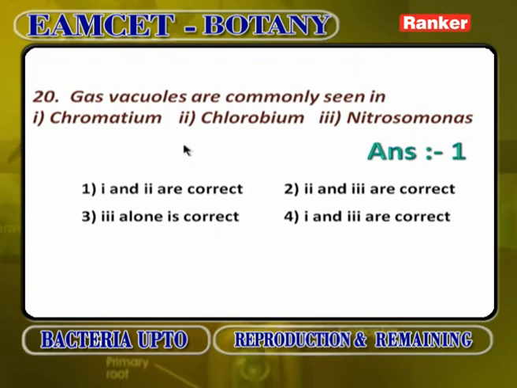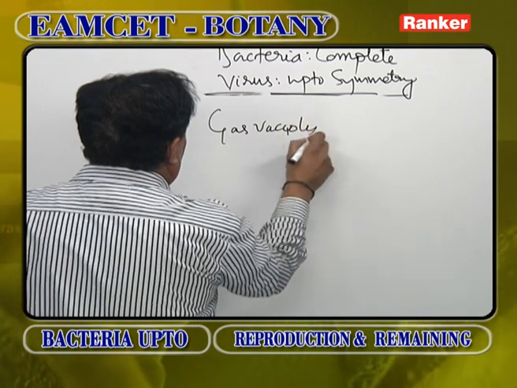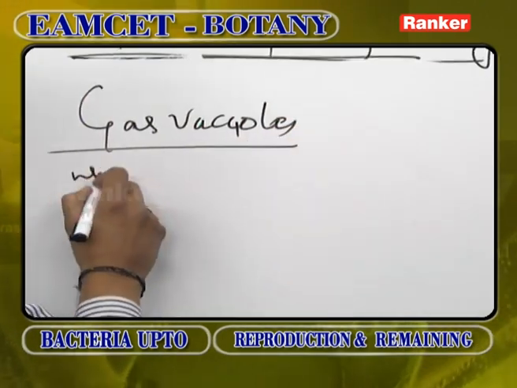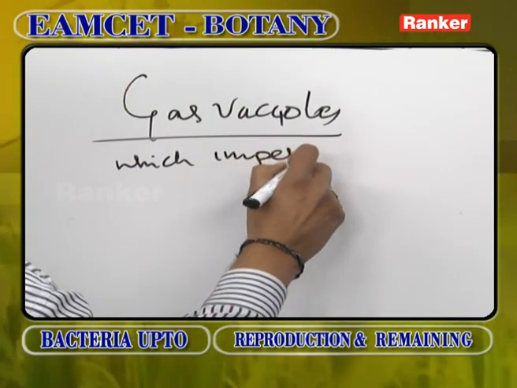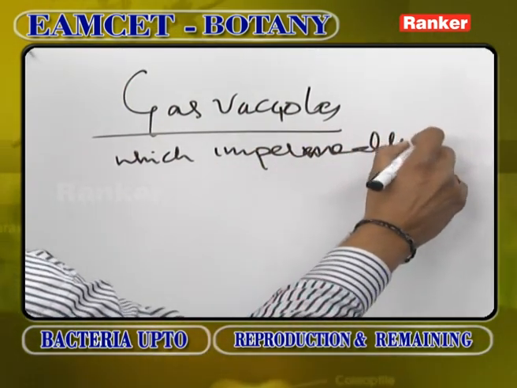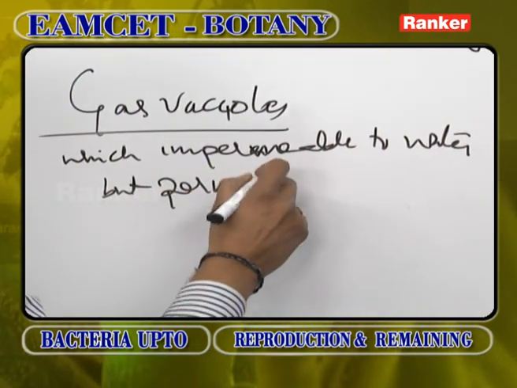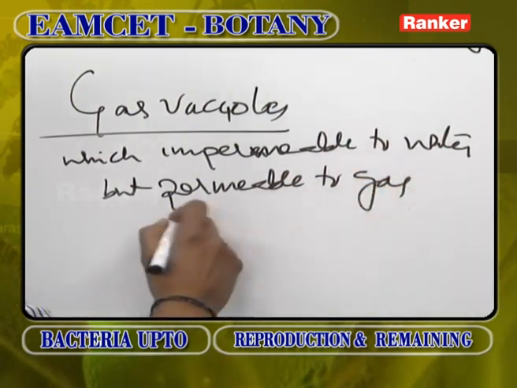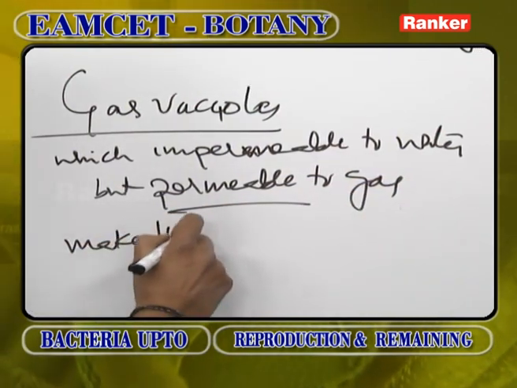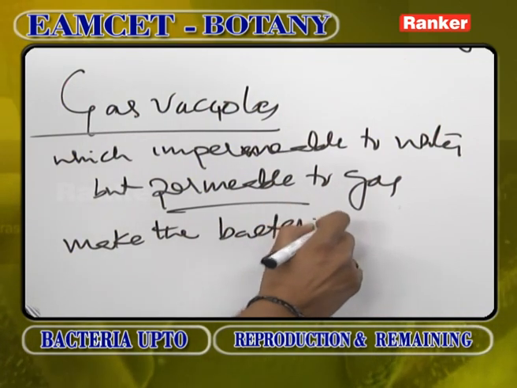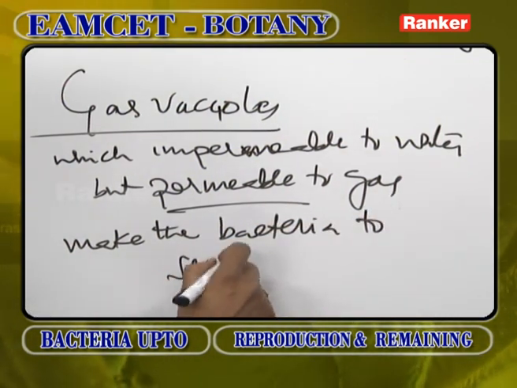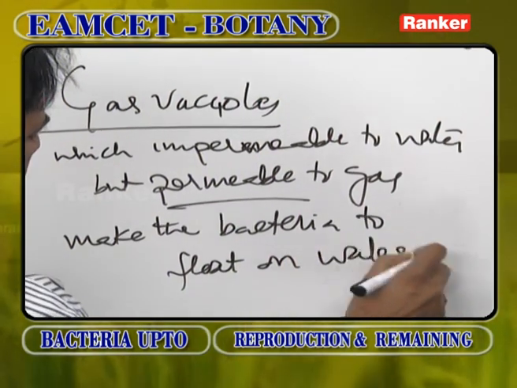Gas vacuoles are commonly seen in which bacteria? Gas vacuoles are special vacuoles in some bacteria which are impermeable to water but permeable to gases. These make the bacteria float on water.